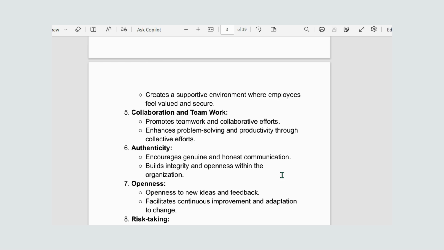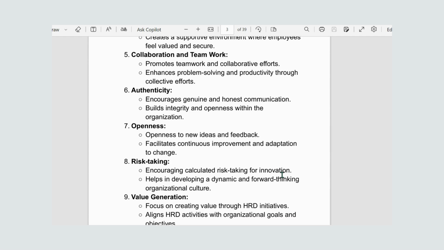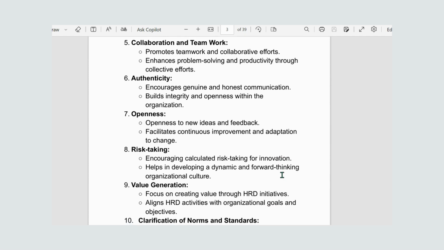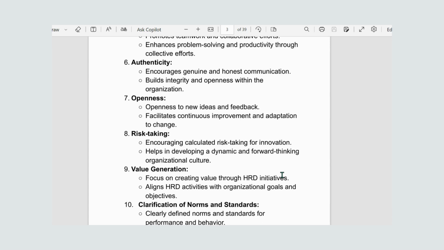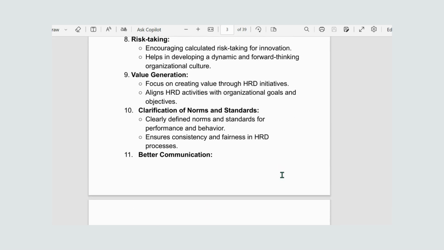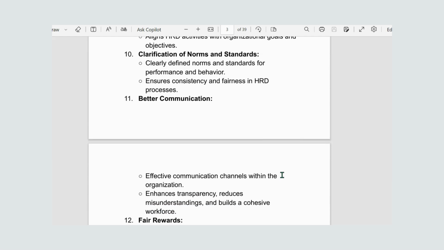Then comes risk taking. It encourages calculated risk taking for innovation. It also helps in developing a dynamic and forward-thinking organizational culture. When we talk about value generation, it focuses on creating value through HRD initiatives. Also, it helps in clarification of norms and standards, and better communication within the organization, which enhances transparency and reduces misunderstandings.